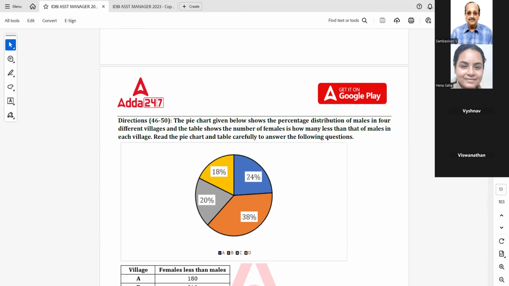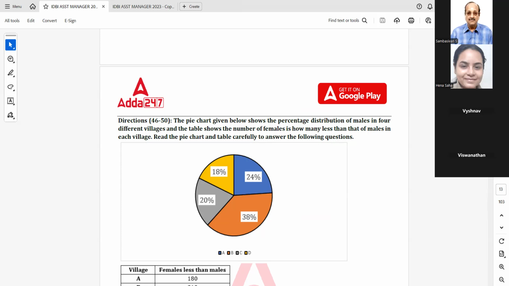Please read this. The pie chart given below shows the percentage distribution of males in 4 different villages, and the table shows the number of females is how many less than that of males in each village. Read the pie chart and table carefully to answer the following questions.